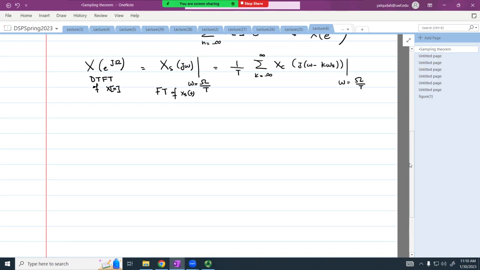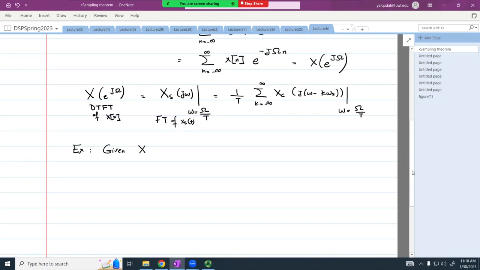Okay. Let's look at an example and illustrate all this. Is that an e to the j? Sorry, yes, where is it? An Xc, is that e to the j or that's? All the way over to the right. Here? Yeah. Xc, parentheses, Ω minus kΩs. Okay, so there's no exponent there. No, there's no exponential.